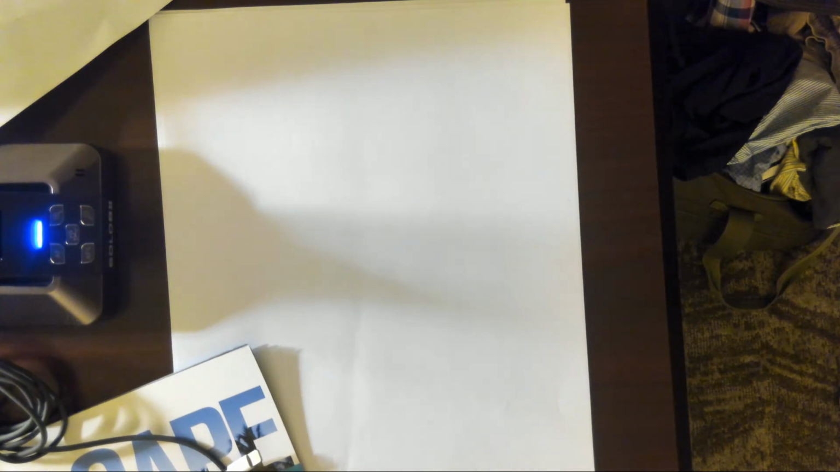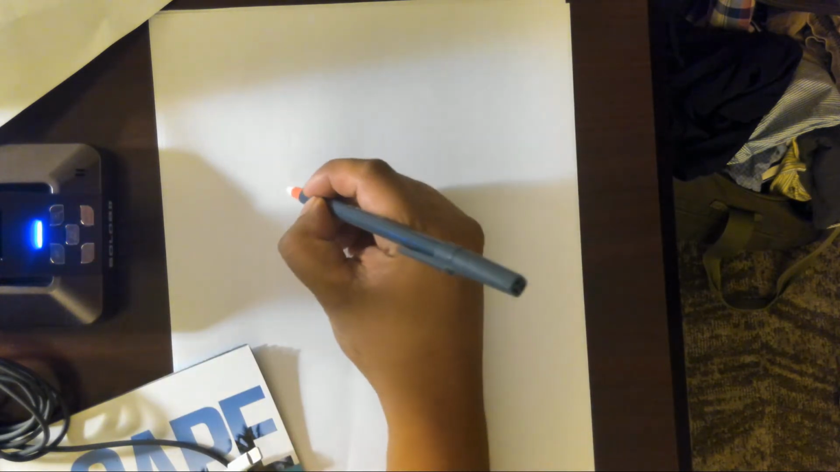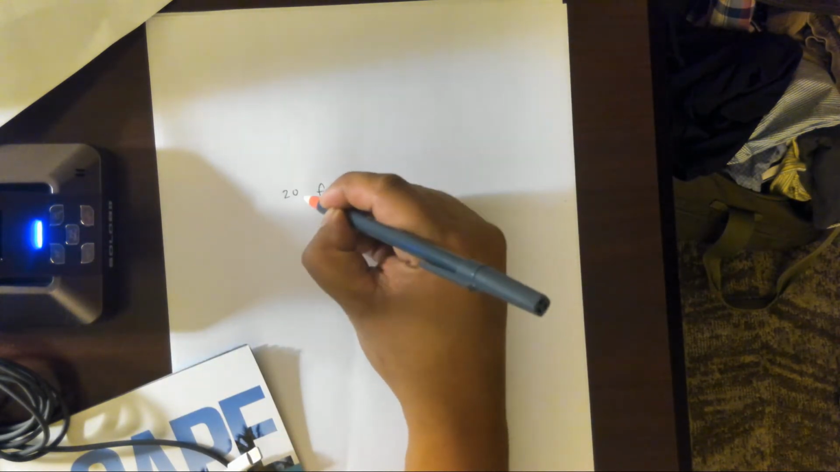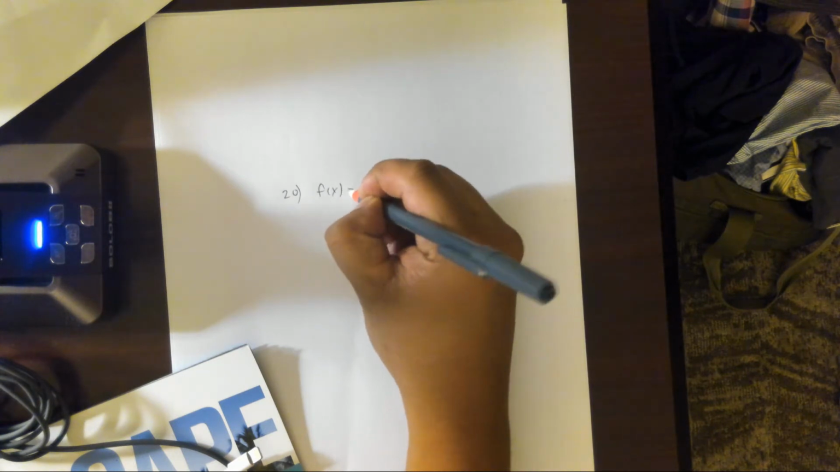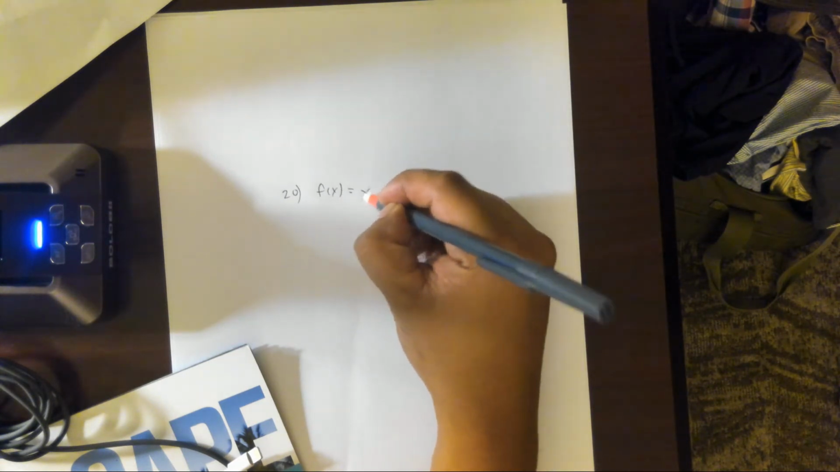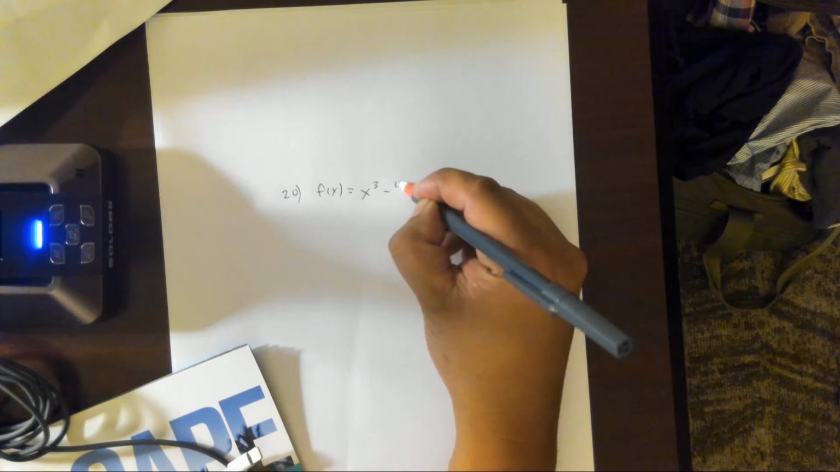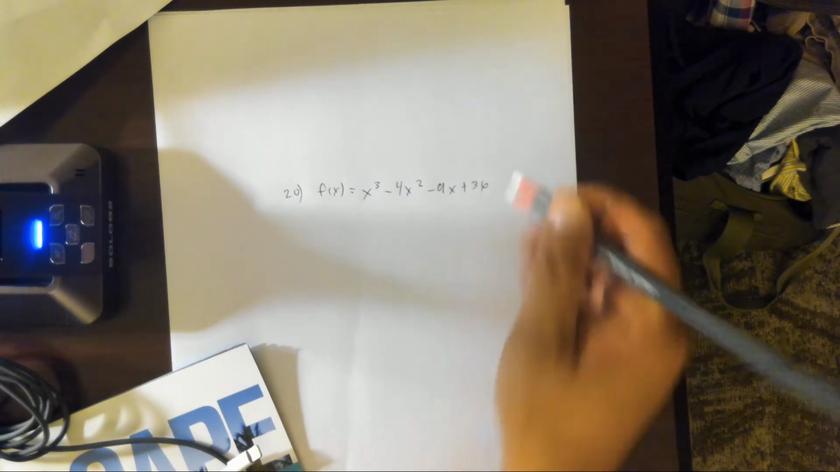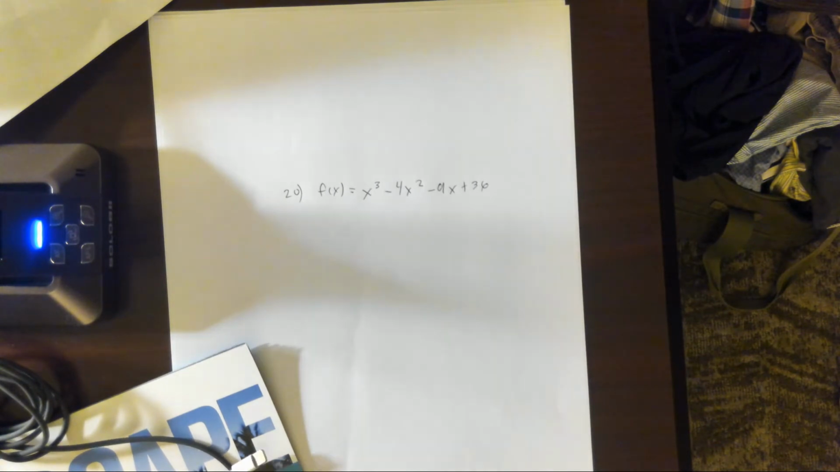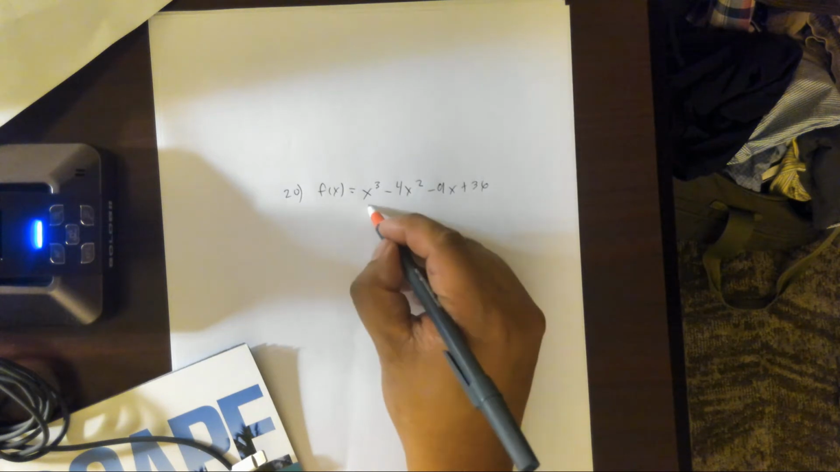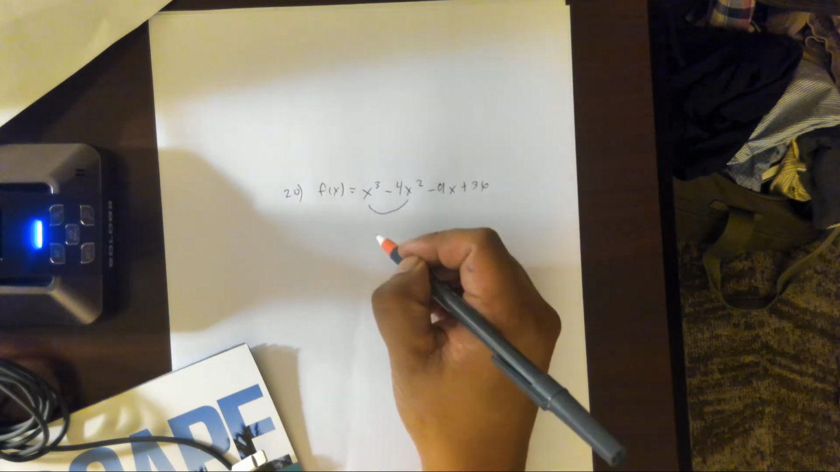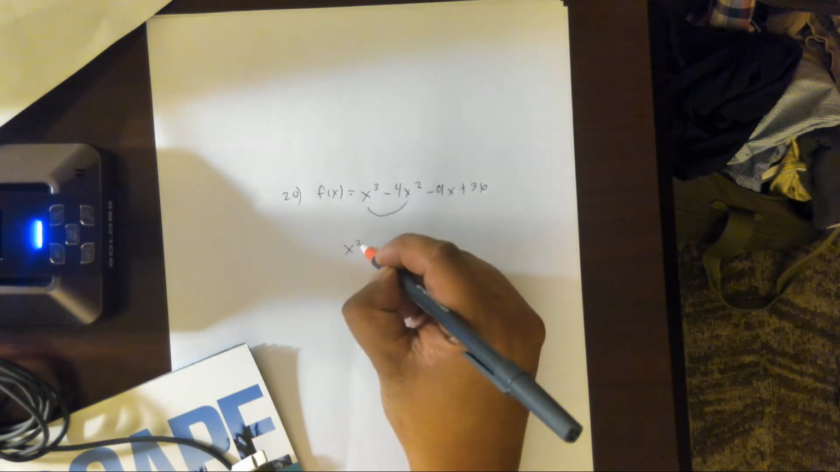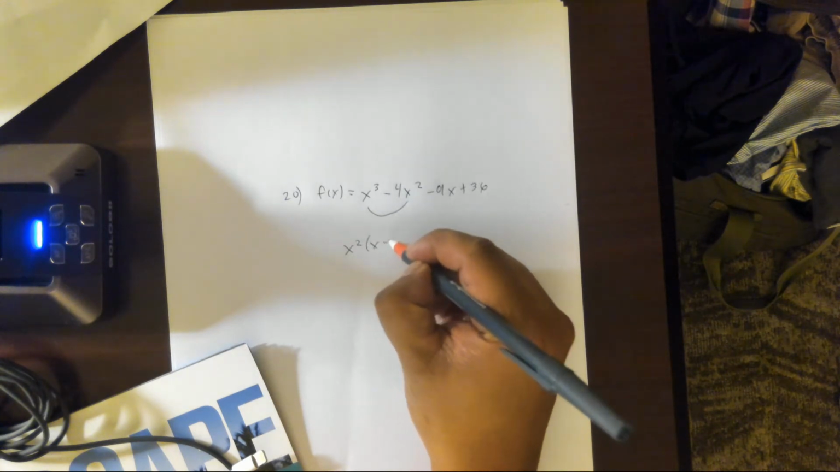So our third problem, which is number 20, f of x equals x cubed minus 4x squared minus 9x plus 36. So in the first two terms, there's the x squared and the x cubed. So we could take out the x squared, and that would be x squared times x minus 4.